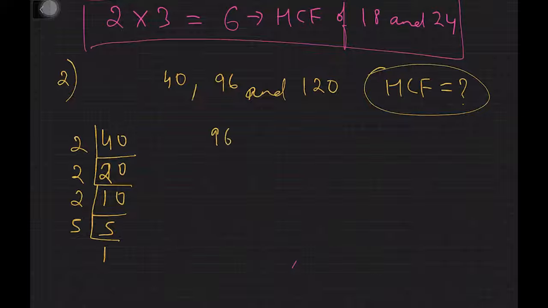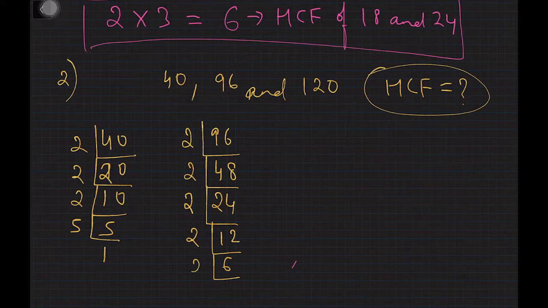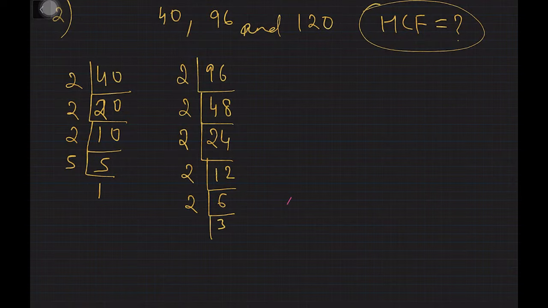So let me write 96. We will start with the least prime number. Does 2 divide 96? Yes, it does. So we will start with 2. 2 48s are 96. 2 24s are 48. We can still continue with 2. 2 12s are 24. 2 6s are 12. 2 3s are 6. So we can't continue with 2 further because 2 doesn't divide 3. So we need to continue with 3. 3 1s are 3. Similarly for the number 120, we'll start with 2 because 2 divides 120.